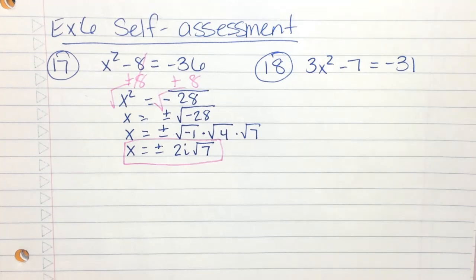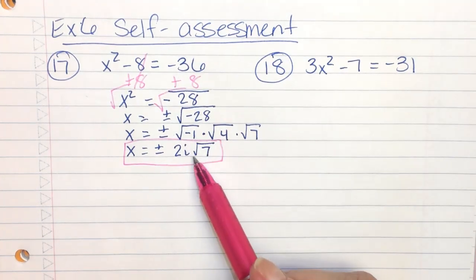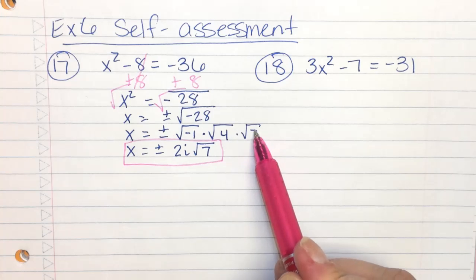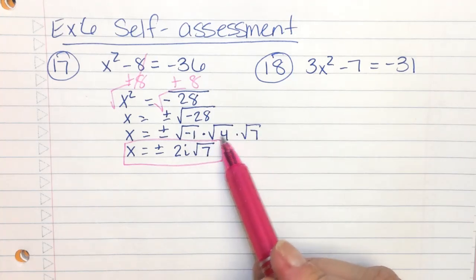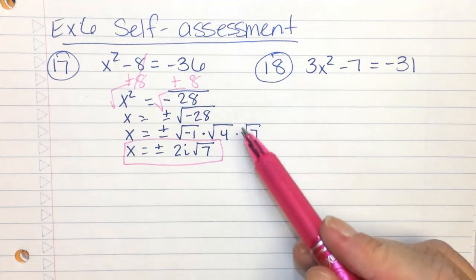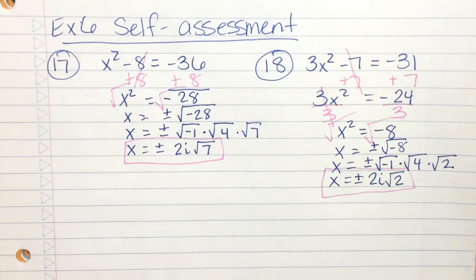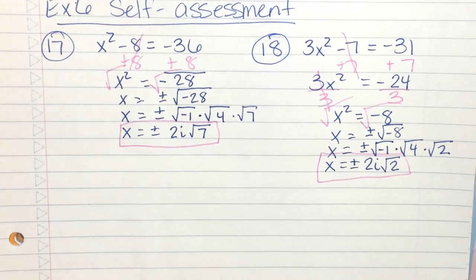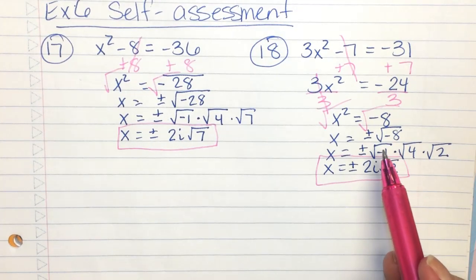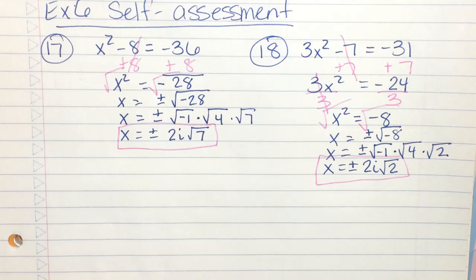All right, so hopefully you tried this first one. I did show how I went from the square root of negative 28 to get to here. I broke it up here. Remember, this equals i. Square root of 4 is 2, so that's where the 2i came from. All right, so now please pause if you haven't already and try number 18. Again, I broke up the square root of negative 8, so you could see how I got that final answer.